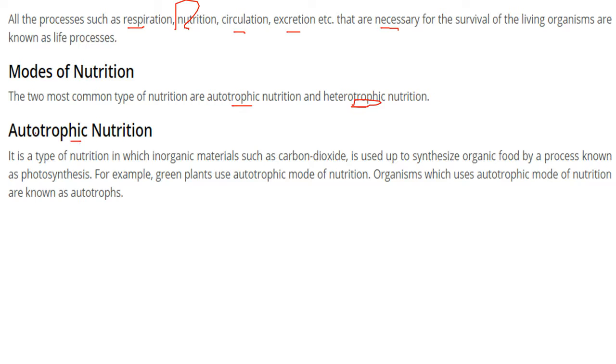Autotrophic, auto means self. This is a type of nutrition in which inorganic materials like CO2 are used to synthesize organic food, and the process is known as photosynthesis. Photosynthesis is employed by plants to make their food, to make carbohydrate. Green plants use this autotrophic mode of nutrition, and organisms which use it are known as autotrophs. What are they called? Autotrophs.